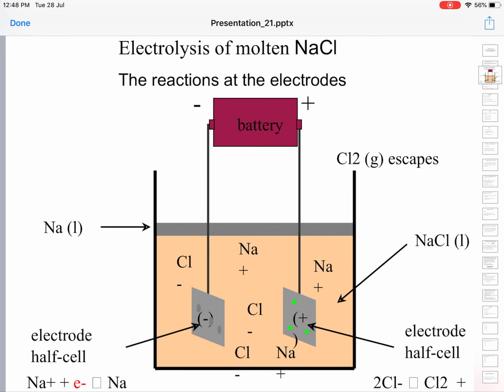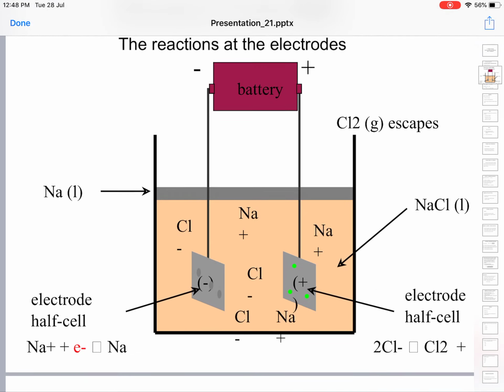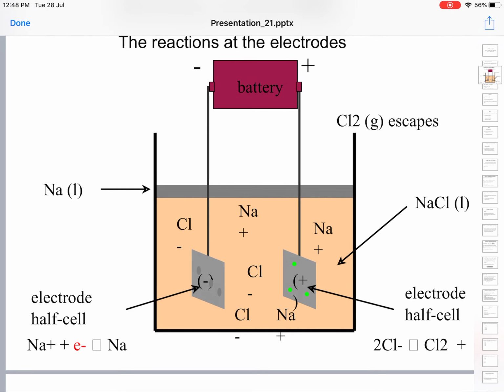Electrolysis of molten sodium chloride. Here you can see the diagram. You have taken molten sodium chloride here. It contains sodium ions and chloride ions.